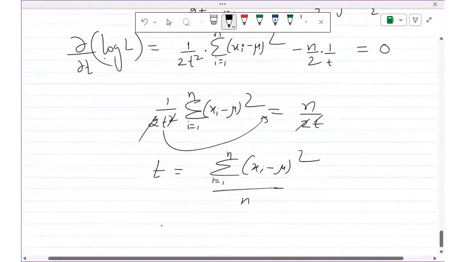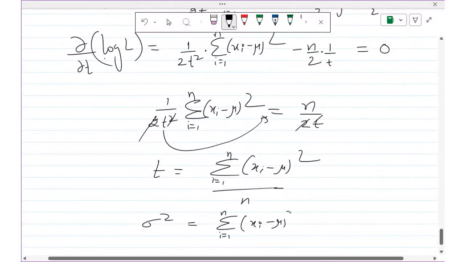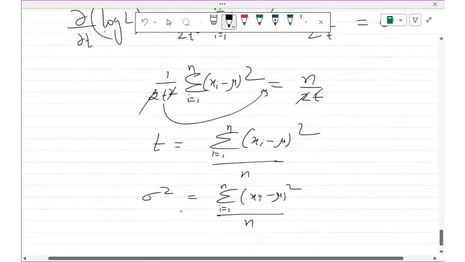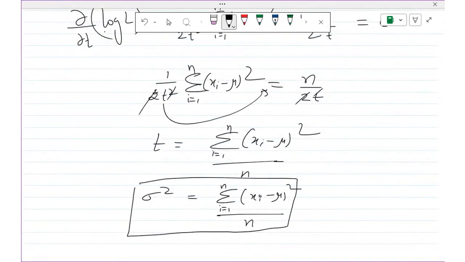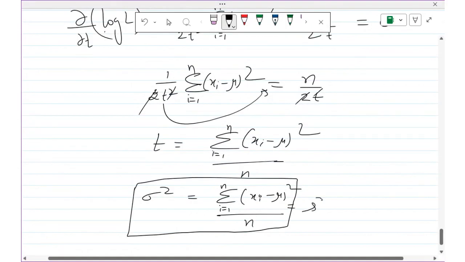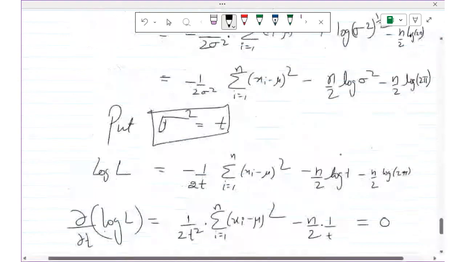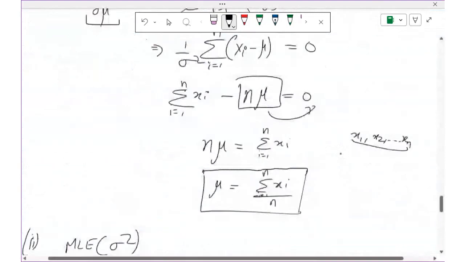So what is t now? T is sigma square. If you want to estimate sigma square, sigma square is variance. If you want to estimate the variance, the best way is to estimate using the sample variance. And the maximum likelihood estimator of sigma square is this sample variance. This is called small s square, if you remember. So maximum likelihood estimator of sigma square is small s square in the normal distribution, and maximum likelihood estimator of mean is the sample mean itself.